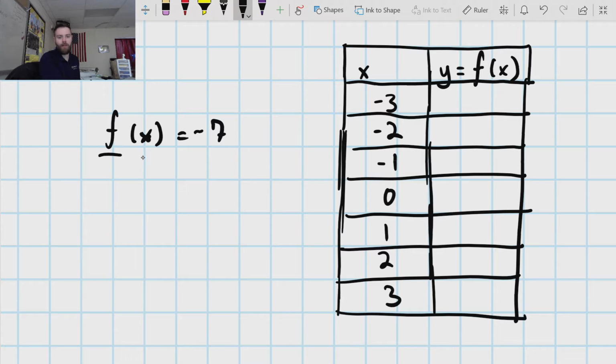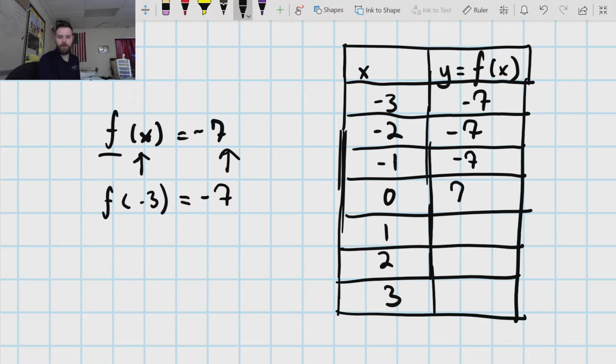No matter what I plug into x, there's no x term on the right-hand side of the function to change the value of -7. So if I plug in f of negative 3, well, there's nothing to plug it in over here with. So any x value I plug in, I'm still going to get back negative 7. So f of negative 3 is negative 7, f of negative 2 is negative 7, f of negative 1 is negative 7, and so on and so forth.